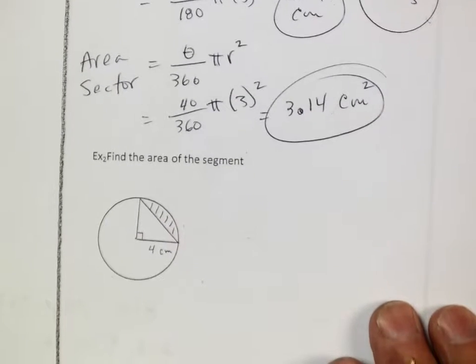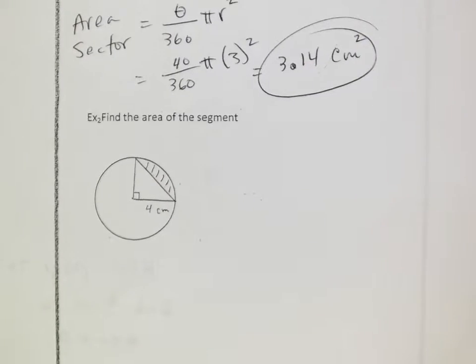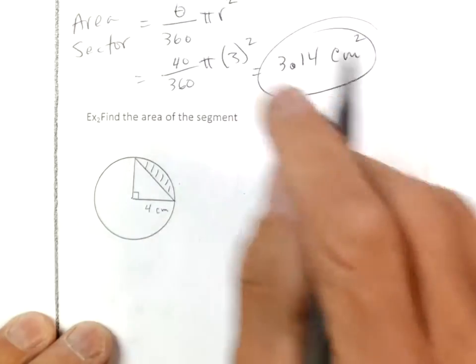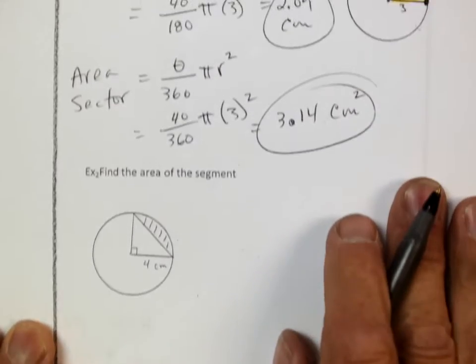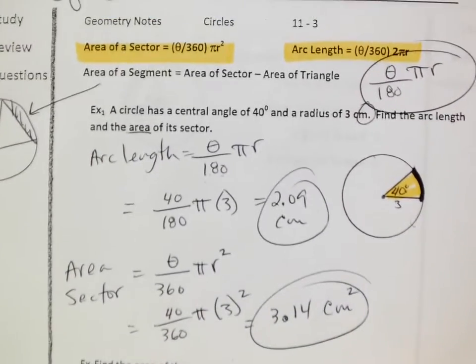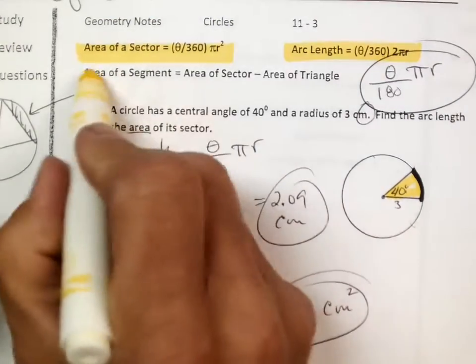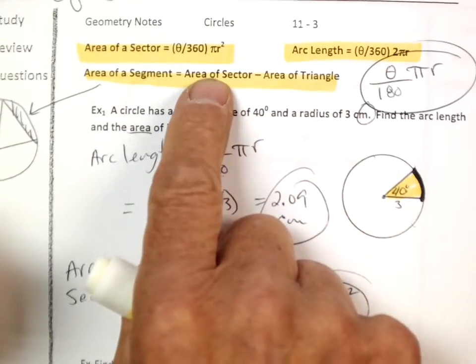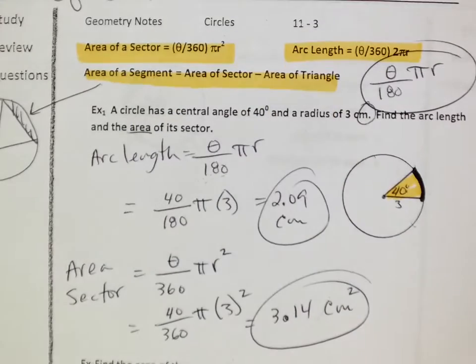Okay, example 2. Example 2 takes a little bit more work, to find the area of the segment, okay? Take a look at our notes real quick. Let's slide it up. The area of a segment is going to be the sector minus the area of the triangle, okay? So we're going to put that on there.